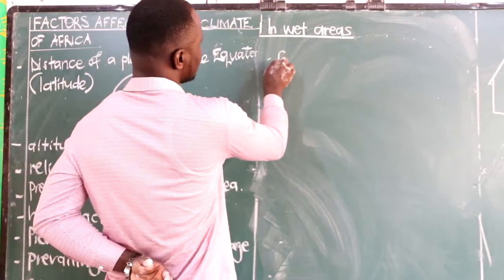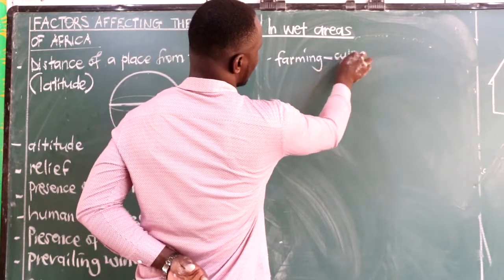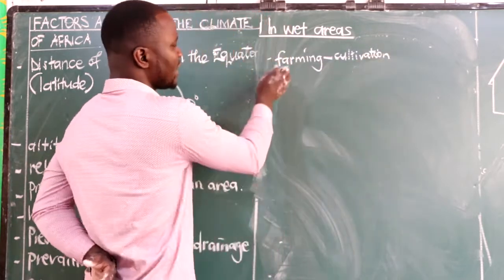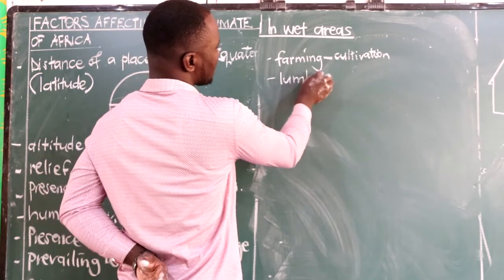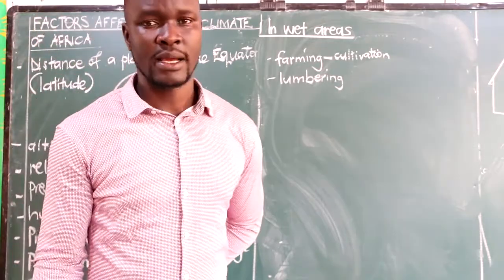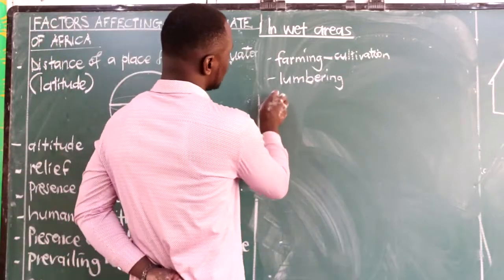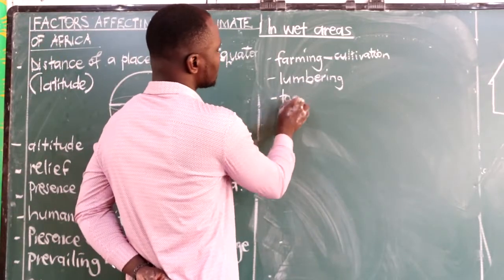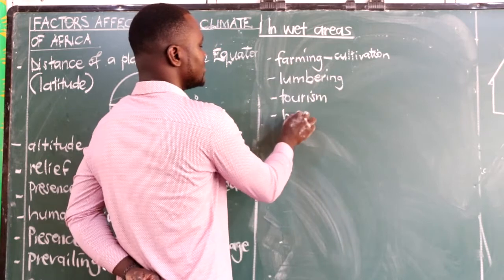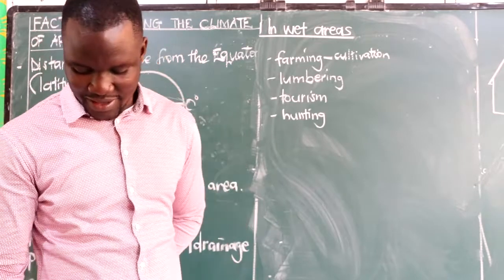Of course, farming is there, and this is the one we talk of as cultivation, that is crop farming. Then in this wet area, we expect thick forests. Therefore, lumbering becomes possible there. Cutting of mature trees for timber is also possible. And because of these forests, we can have tourism taking place. Because of this very forest, animals can be inside, which can be hunted as food.